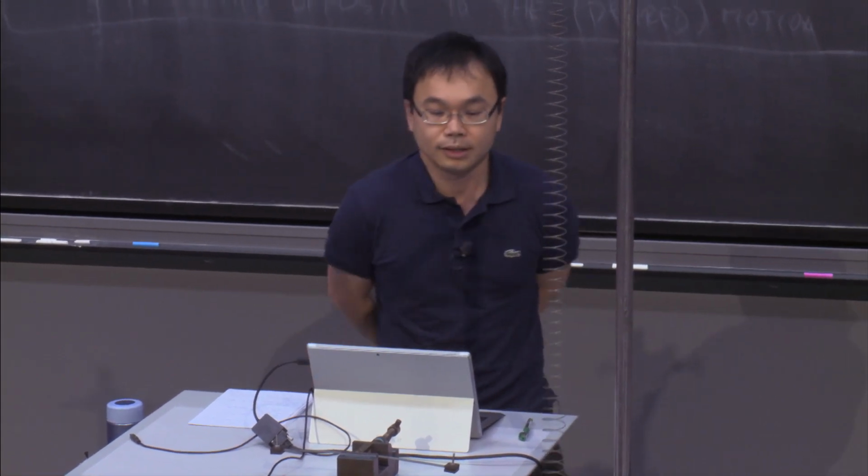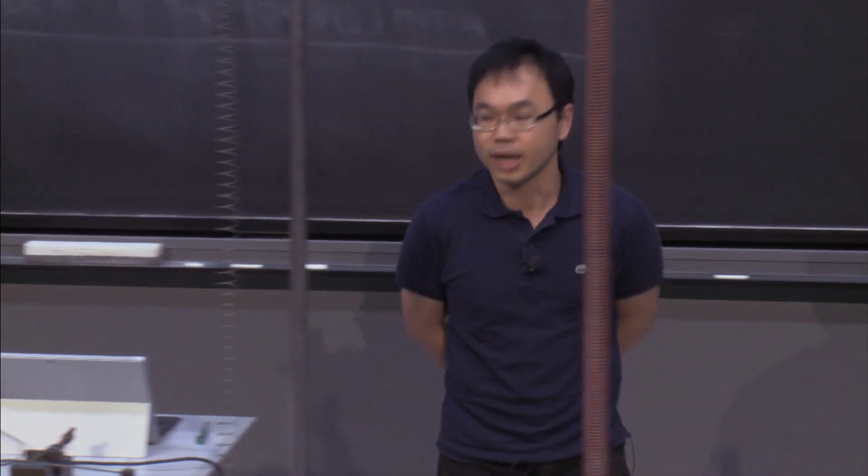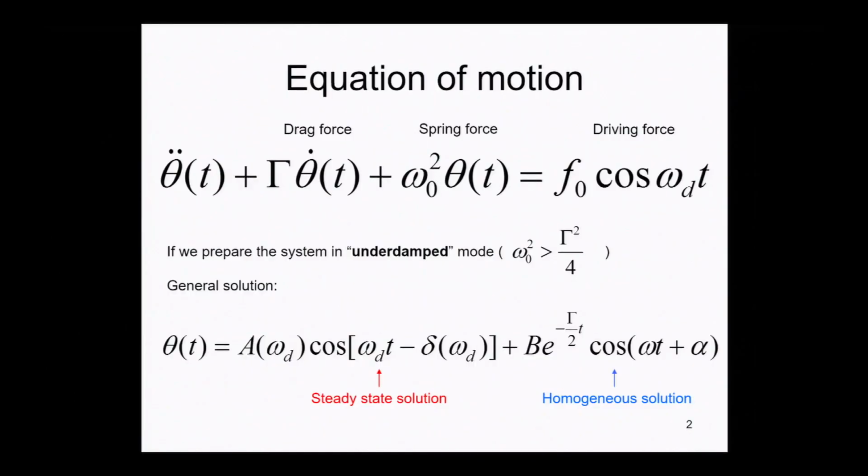So this is the equation of motion which we learned last time. You can see theta double dot plus gamma theta dot is the contribution from the drag force. And omega 0 squared theta is the contribution from the so-called spring force. And finally, that is equal to F0 cosine omega_d t, the driving force.